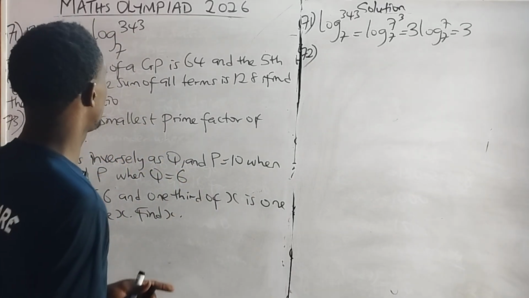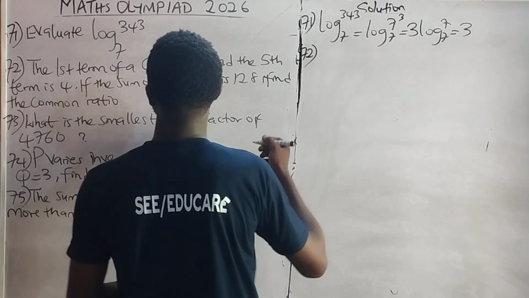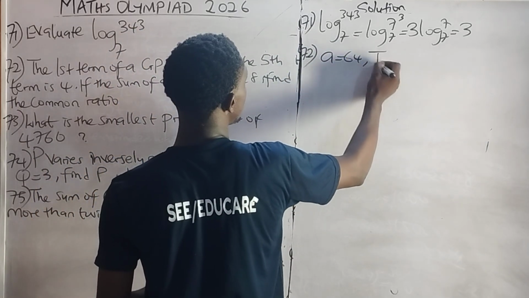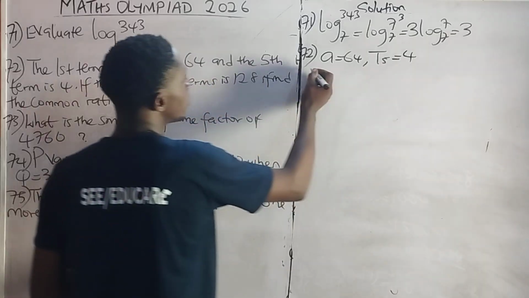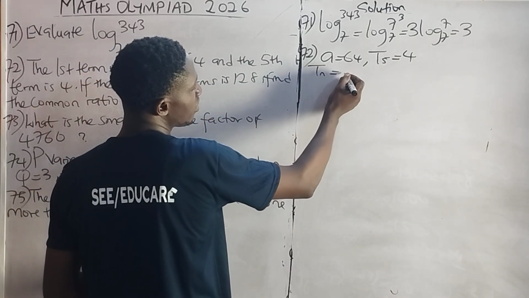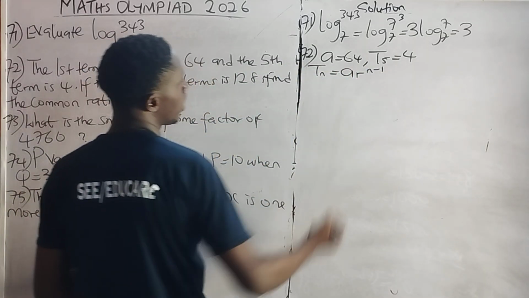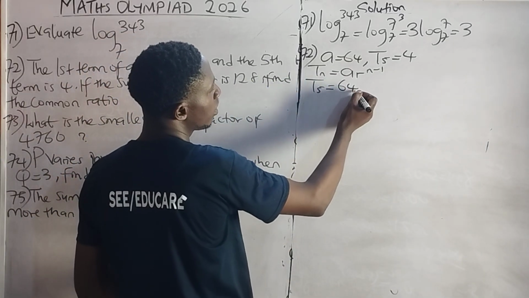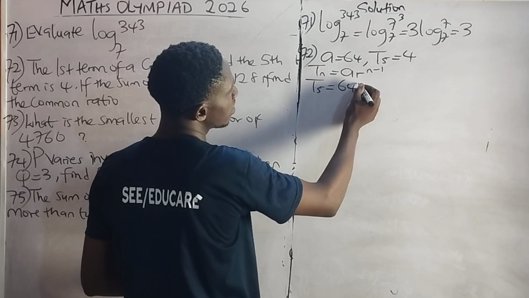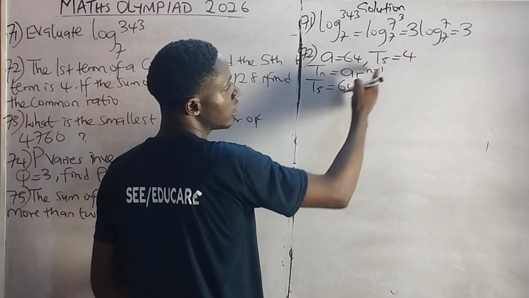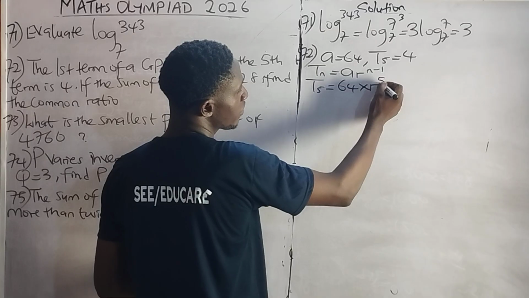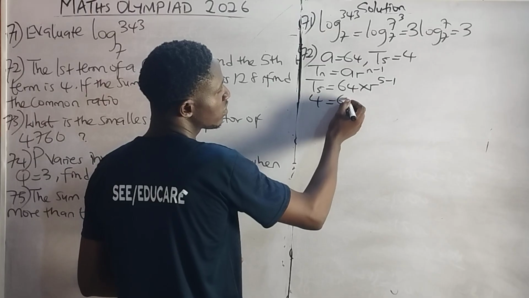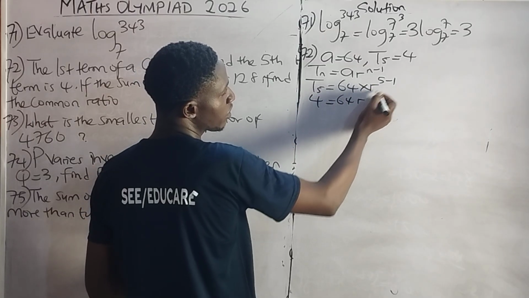The first term of a GP is 64. So the first term of a GP, that is A, is 64, and the fifth term, that is T5, is 4. Remember that the nth term of any GP is T of n equals A r raised to the power of n minus 1. So T5 is equal to our A, 64, times our r, the common ratio, raised to the power of 5 minus 1. The fifth term was given to us as 4, so 4 is equal to 64 r raised to the power of 5 minus 1, which is 4.